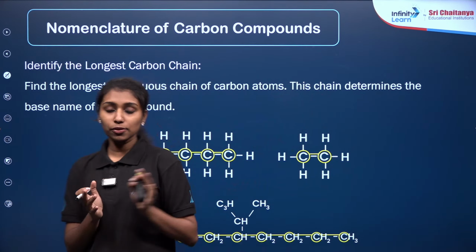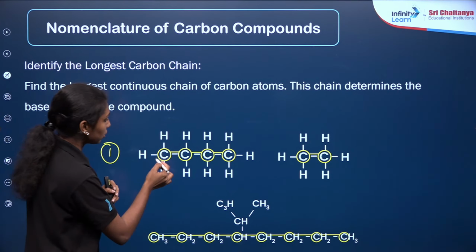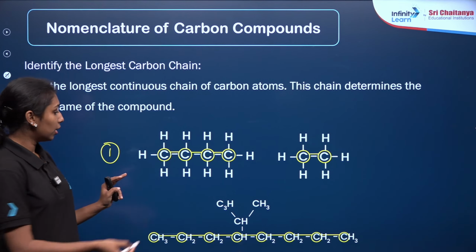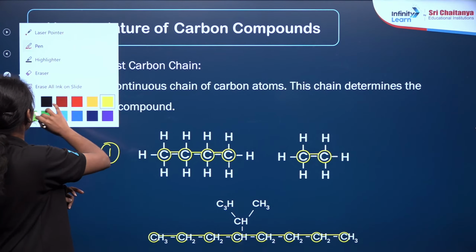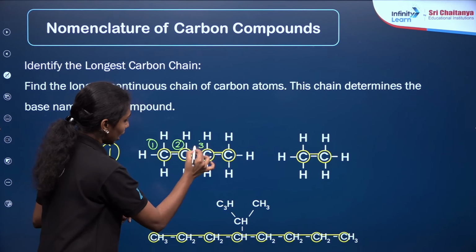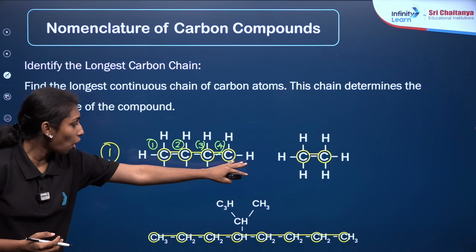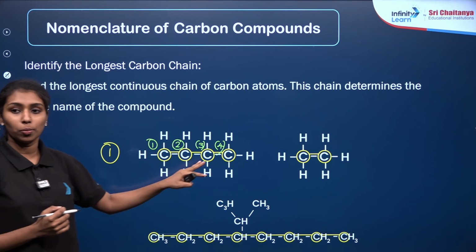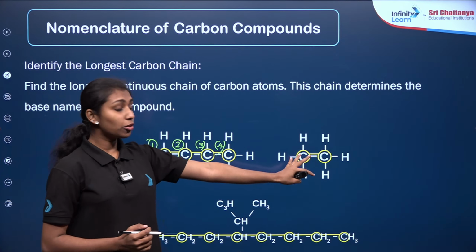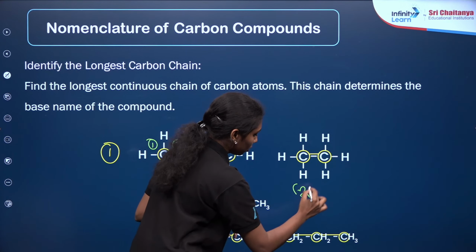For example, if I take the first compound given here, what you are observing is CH3, CH2, CH2, CH3. If we count the numbers from here, it will be 1, 2, 3 and 4, which means this is a 4 carbon compound. This will be the longest chain in this compound. Similarly, if you take the second compound, there will be 2 carbon atoms present, so this is the longest chain with 2 carbon atoms.